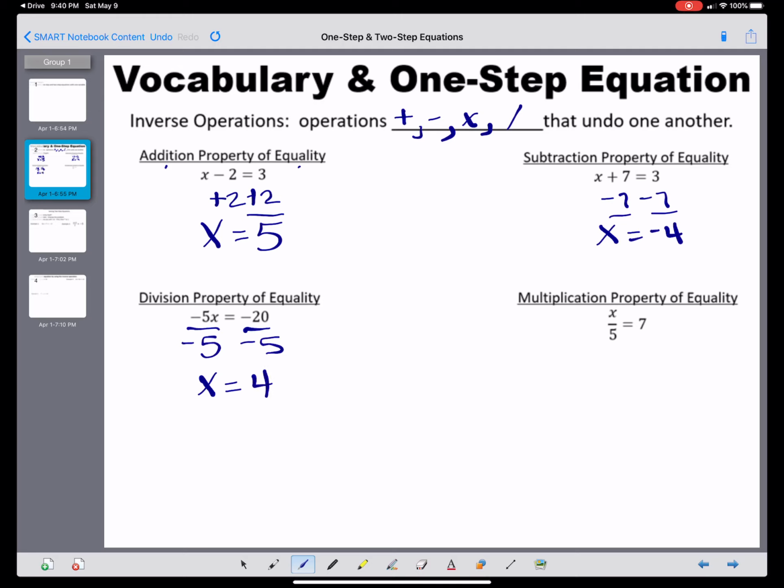Multiplication property of equality, and I do one step, and that step is multiply. So I'm going to multiply the bottom number, that's 5, with the 7, these two. I end up with x is equal to 35. Okay? So that's one-step equations, and these are our 4 different kinds.